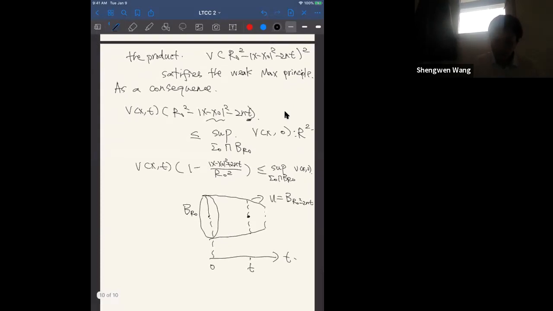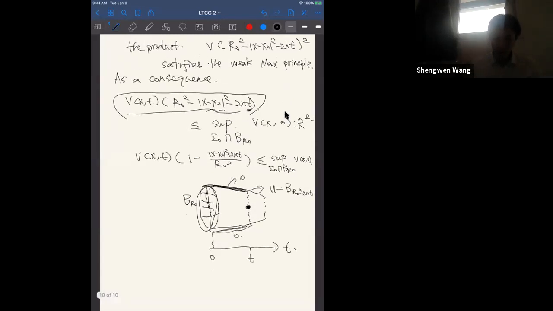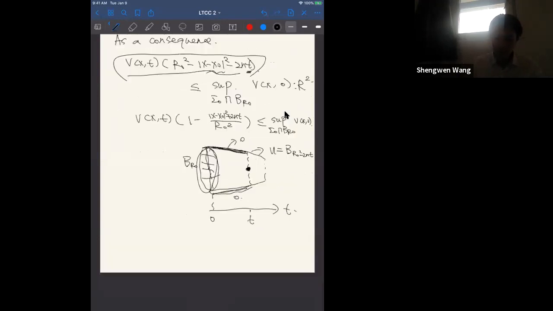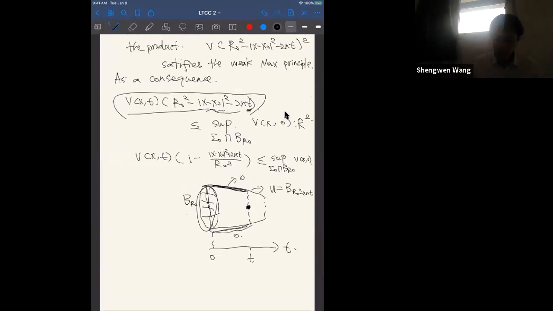So at any time t, by the maximum principle, this is equal to the function v times this spherical function. As we said, it satisfies the weak maximum principle. So it's less or equal than the initial data plus the supremum on this boundary. But on this boundary, because r squared is equal to 2nt, the value of this function is equal to 0 at the boundary. And it's positive everywhere, which means that it's less than the initial data, the maximum at the initial data.